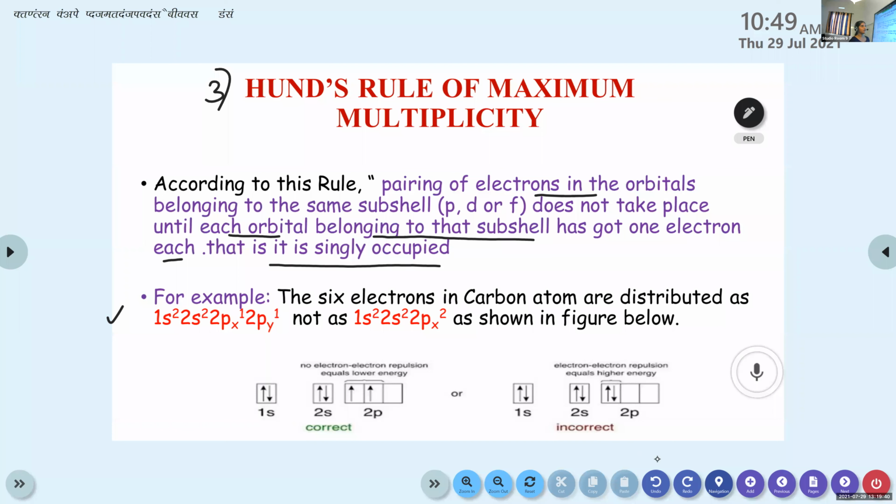So these three are the main important rules for filling electrons in different orbitals. First one, Aufbau principle. Second one, Pauli's exclusion principle. And the third one is Hund's rule of maximum multiplicity.